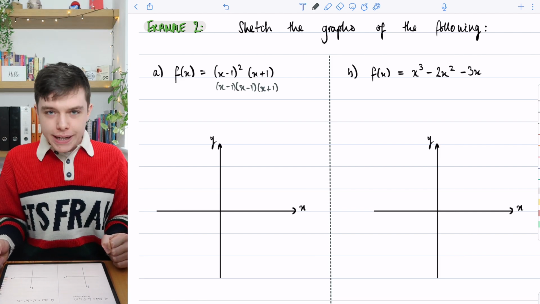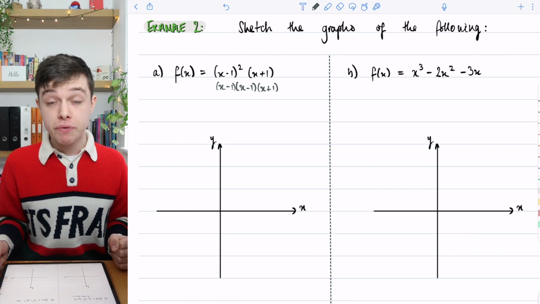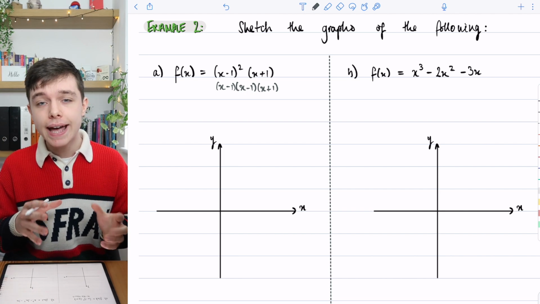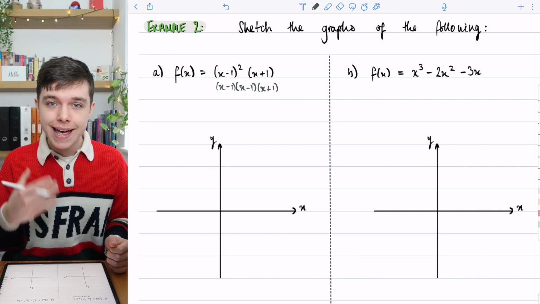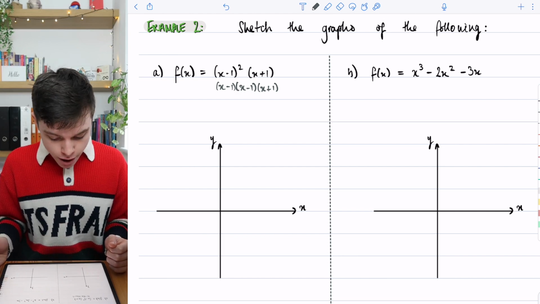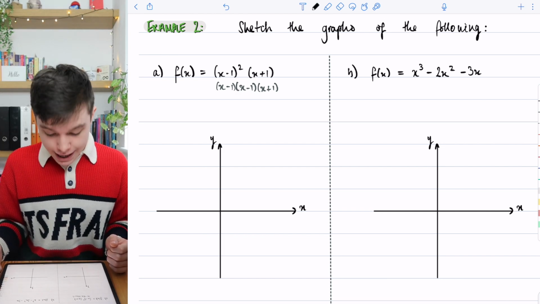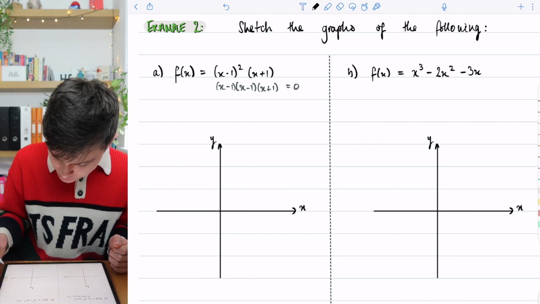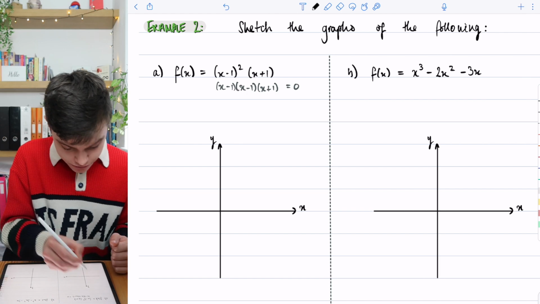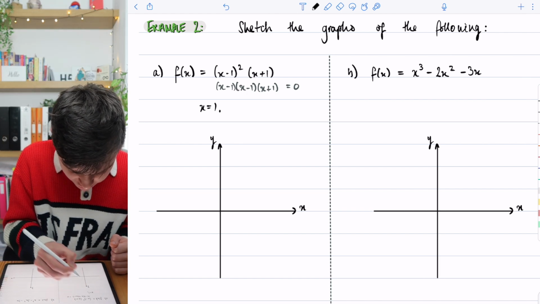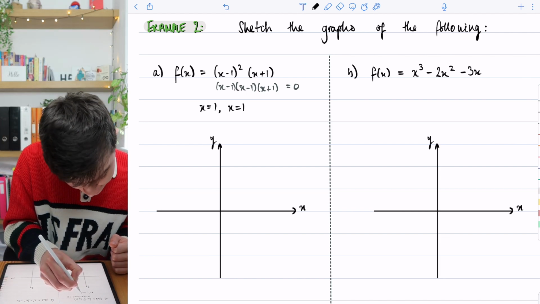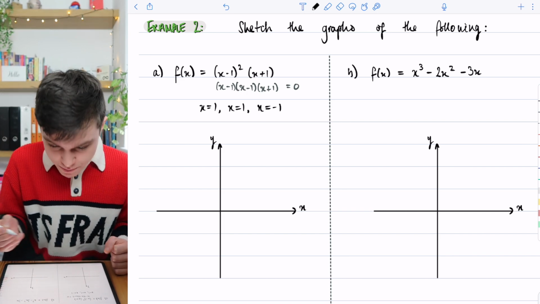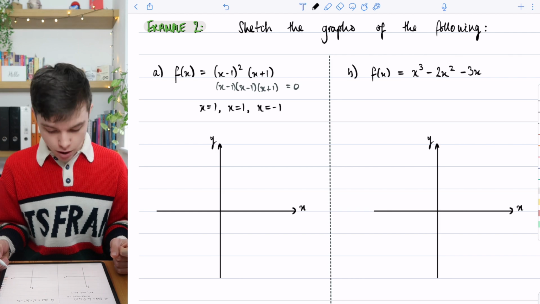So what do we need to do here? Well, we're going to have 3 roots because it's a cubic, just like a quadratic had 2 roots. Here a cubic will have 3, but you can see if I set each bracket equal to 0, so f of x is equal to 0, each bracket can be equal to 0. We'll get the first one give me x is equal to 1, the second one will also give me x is equal to 1, and the third one will give me x is equal to minus 1.